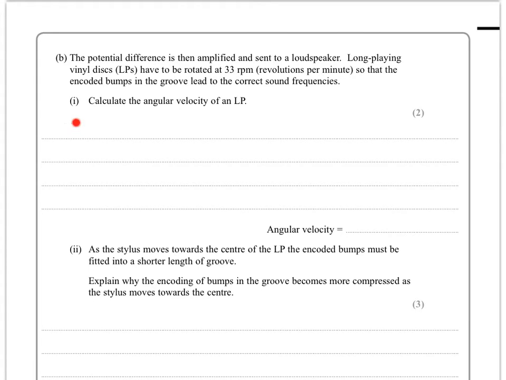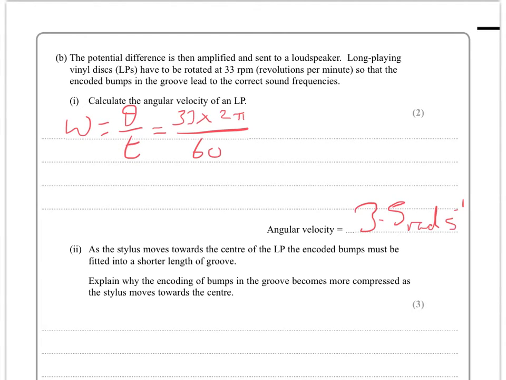Okay, so omega is an angle divided by time. So this is like an angular speed: angle covered divided by time taken. And the top line needs to be in radians. So we've got 33 times one revolution, which is 2 pi, and that takes a minute, which is 60 seconds. And that works out to be roughly 3.5 radians per second.